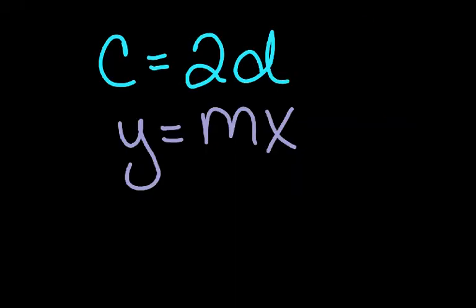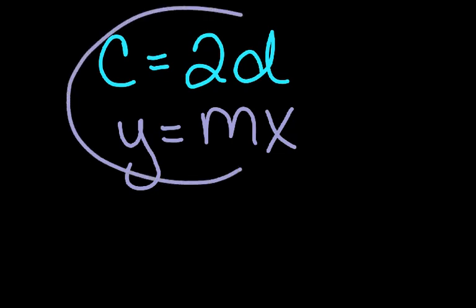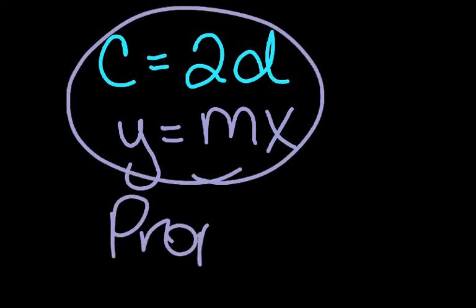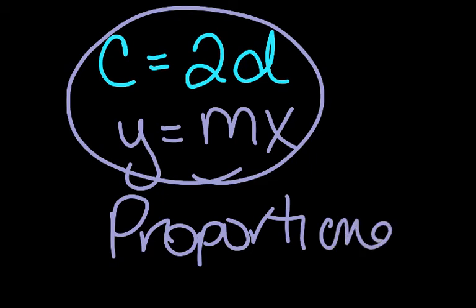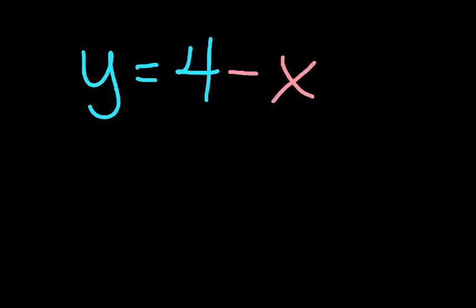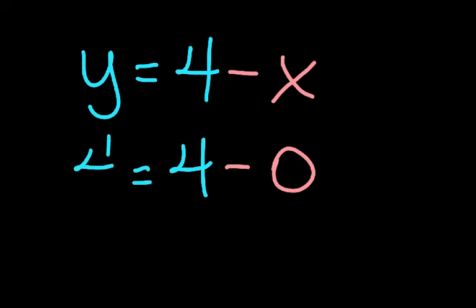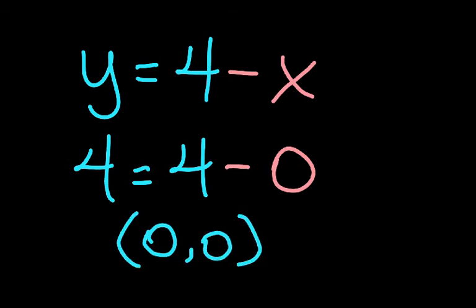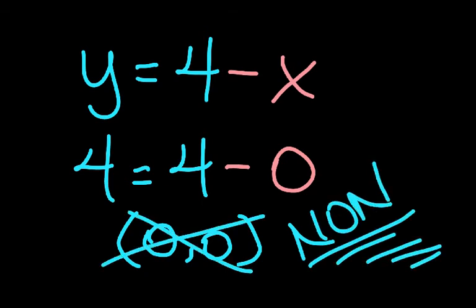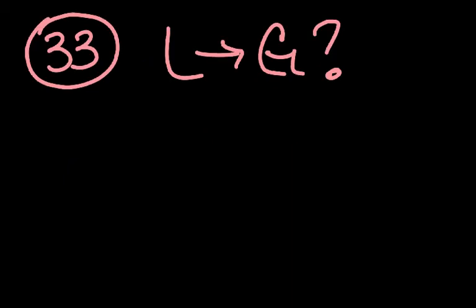So if we look at F, it is in the y equals mx form, so that one is proportional. If we look at G, it's 4 minus x, and if we replace the x with 0, it's not going to give us 0. 4 minus 0 gives us 4, which means that you will never have a 0, 0 coordinate, which means it'll never pass through the origin. Therefore, it is non-proportional.